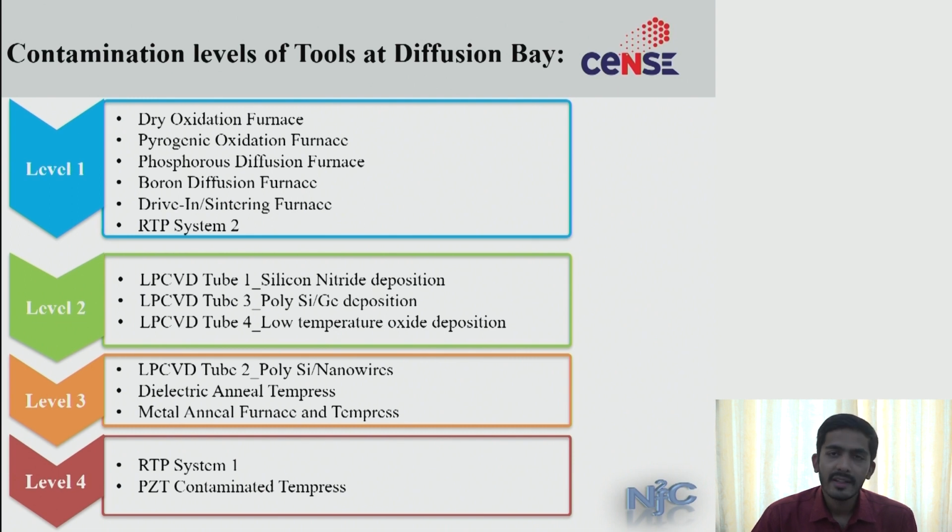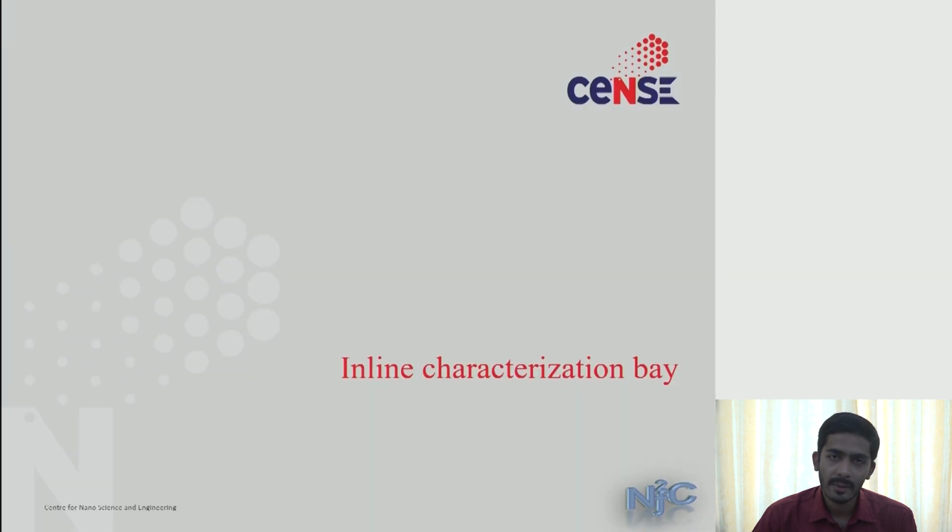Level 4 are mainly dedicated for the tools wherein you can have samples from different contamination levels, and these are mainly the last step annealing process that you will be doing during your fabrication. Under this we have grouped it into RTP and PZT, contaminated tempers.